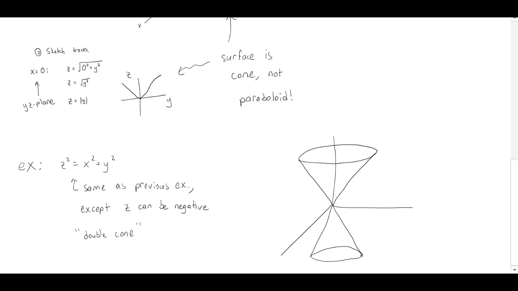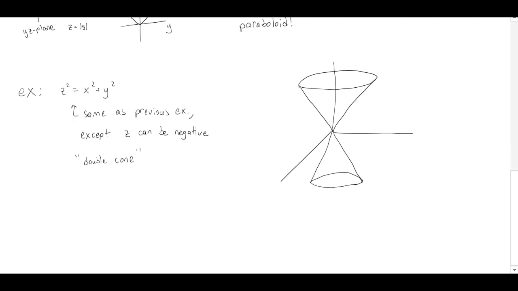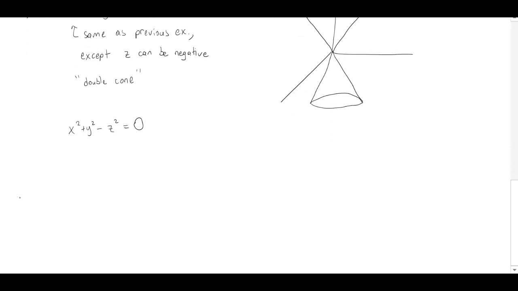In this example of the double cone, if I rearrange the equation, I can write it as x squared plus y squared minus z squared equal to 0, right? So what I would like to do is again make a modification to this equation to come up with another example. Let's suppose I modify it now to get the equation x squared plus y squared minus z squared equal to, let's say, 1.